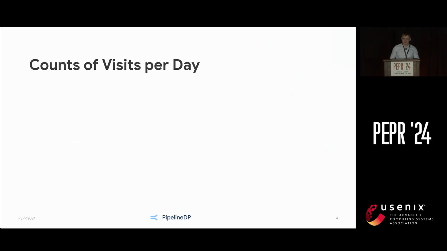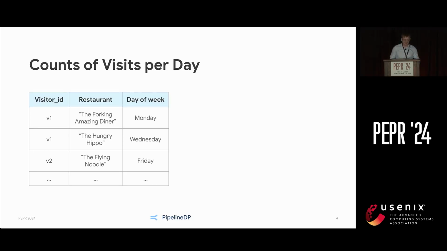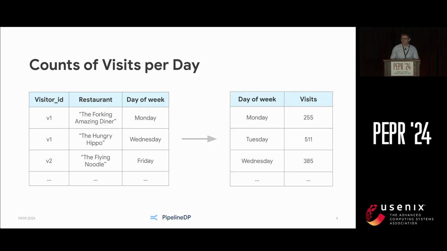And let's illustrate these complexities and hyperparameters with one simple example. So let's take some fake, synthetic dataset, which contains visits to restaurants. So let's say it's a table with 3 columns: visitor ID, restaurant, and day of week. So it's visits to restaurants for 1 week. And imagine that we'd like to compute for this simple dataset how many visits there are on different days of the week. And we'd like to do this with differential privacy.